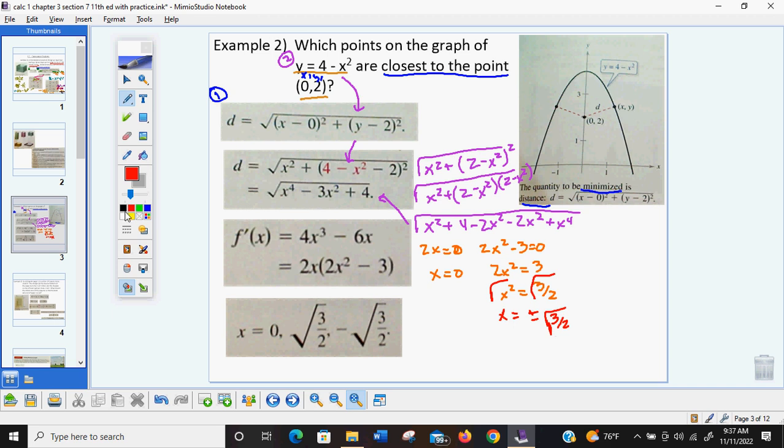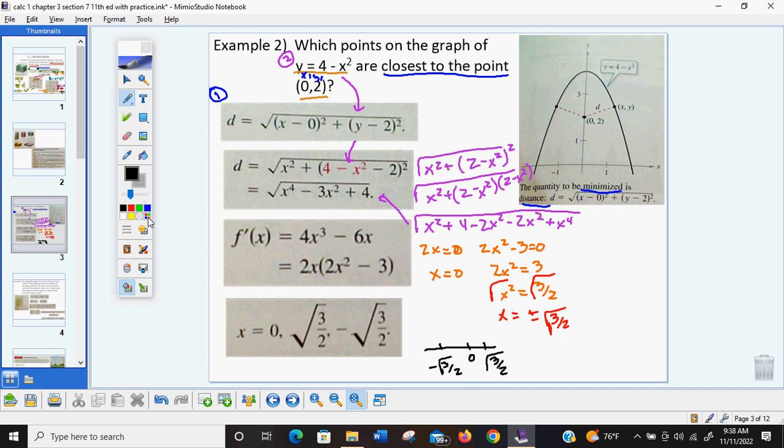So we have 3 critical values here. All right, if we put them on a number line, the negative square root of 3 over 2 would be on the left. That's, I believe, about a negative 1.2. The 0 would be in the middle. And the positive square root of 3 over 2, which would be a positive 1.2, would be right about here.